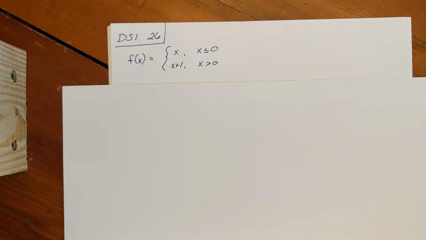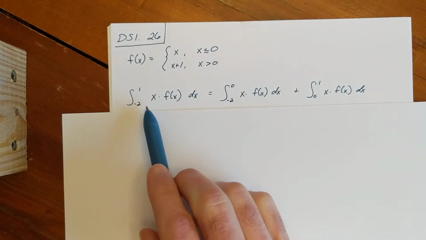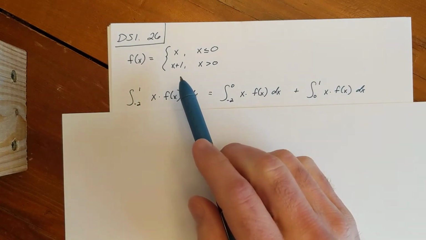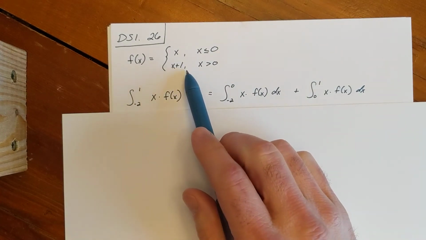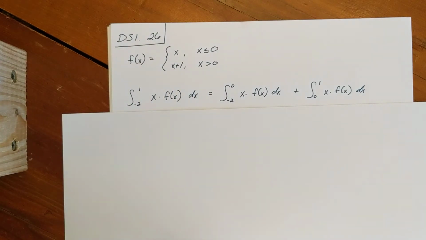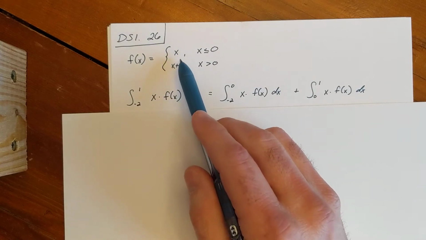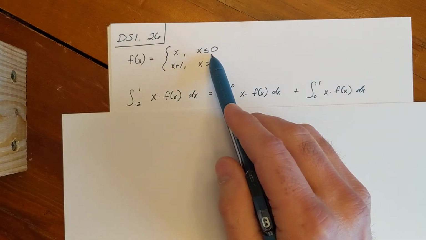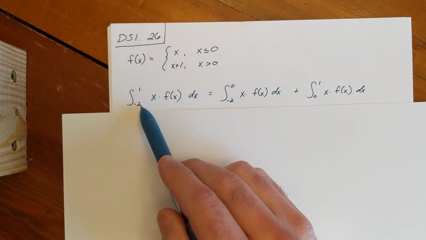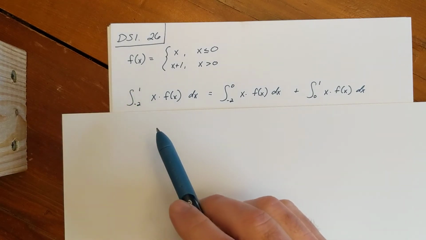So DNS exam 1, number 26, they give you a piecewise defined function right here for f of x, and they're asking us to figure out the value of the integral right here from -2 to 1. Now this is not an absolute value function, but this is exactly the kind of thing that we've talked about before with absolute value functions, in that the behavior of this function changes at the value x equals 0, which of course is right smack dab in the middle of the interval we're trying to integrate over.